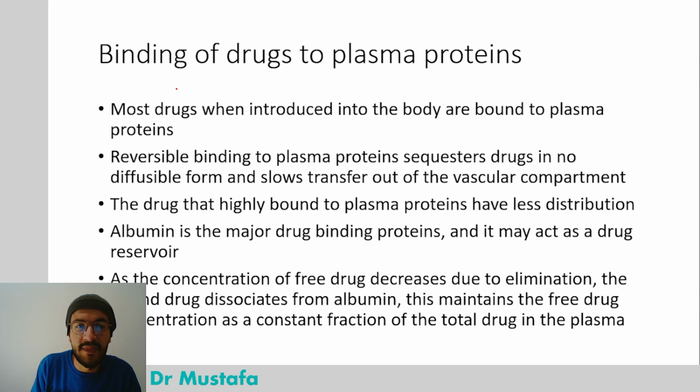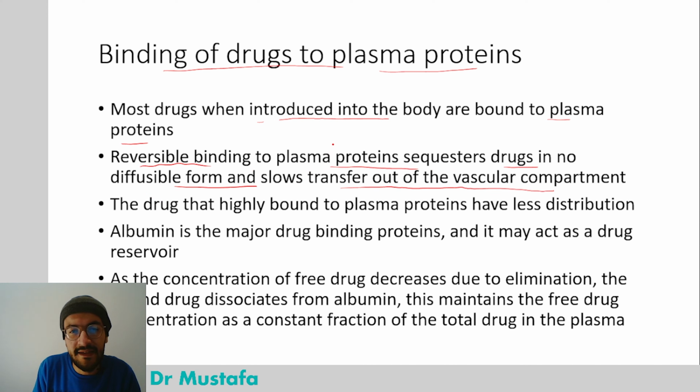Now let's talk about the binding of drugs to plasma proteins. Most drugs, when introduced to the body, are bound to plasma proteins, and reversible binding to plasma proteins sequesters the drug in a nondiffusible form and slows transfer to the vascular compartment, meaning the binding to plasma proteins would lead to lower distribution. So binding to plasma proteins would decrease the distribution of the drug.